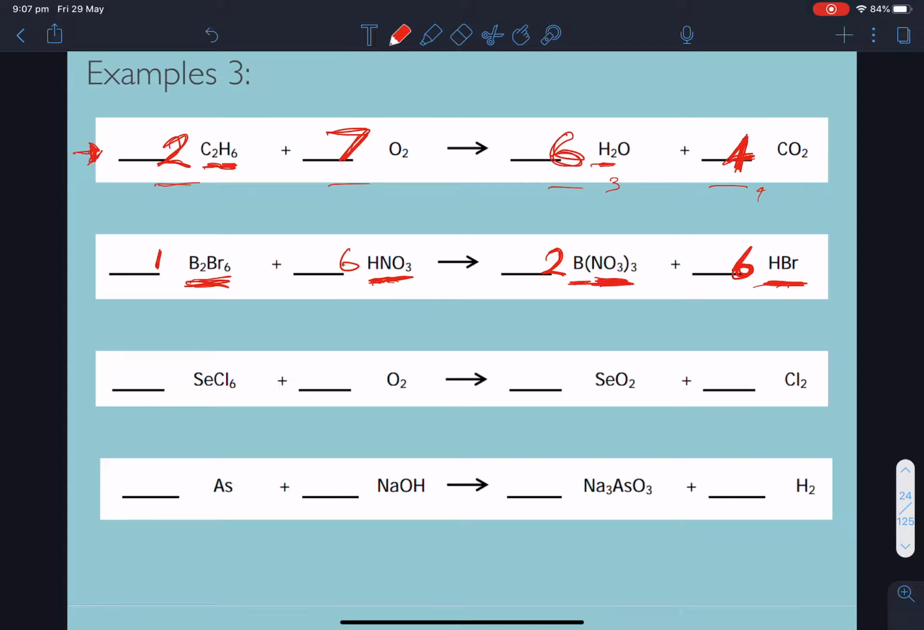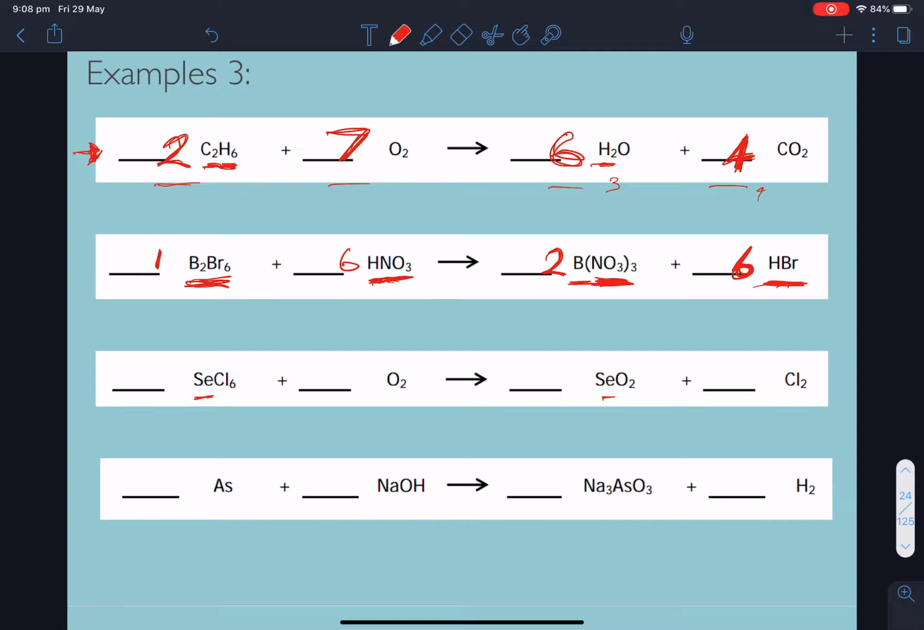Next one, selenium chloride and oxygen react to give selenium oxide and chlorine. Oh, where are we going to start? We got oxygen by itself and we got chlorine by itself. Why don't we start with selenium? Left, we've got 1. Right, we've got 1. Oh, that was a nice, easy start.